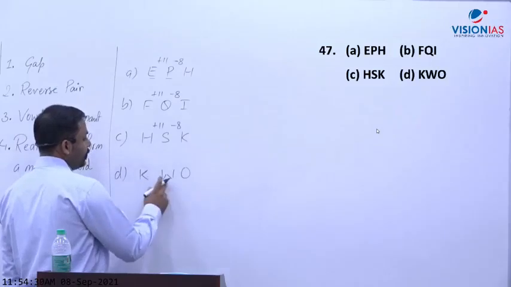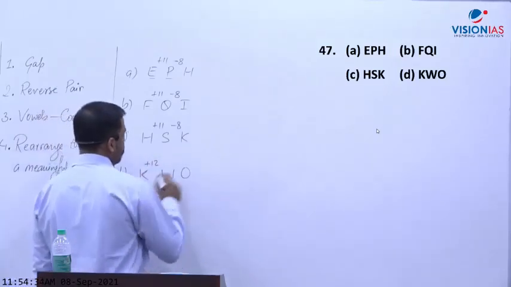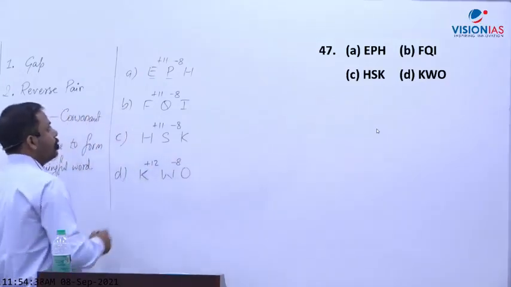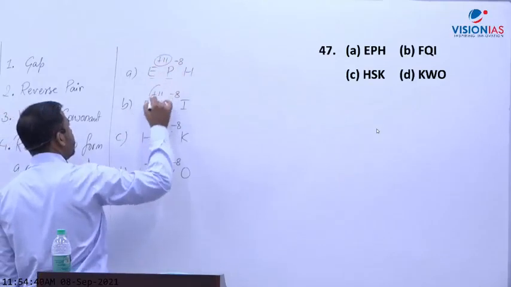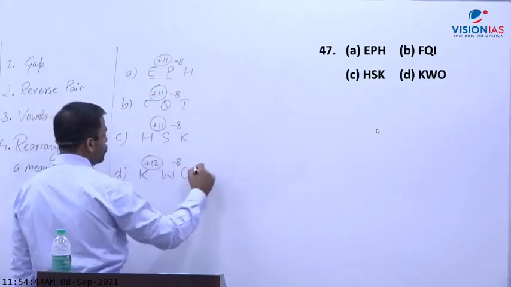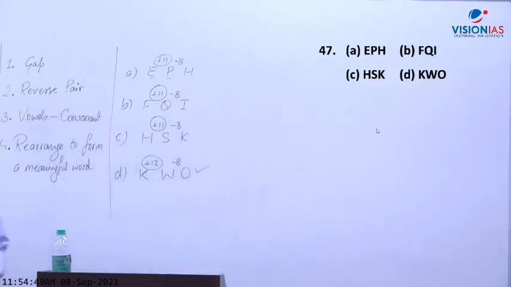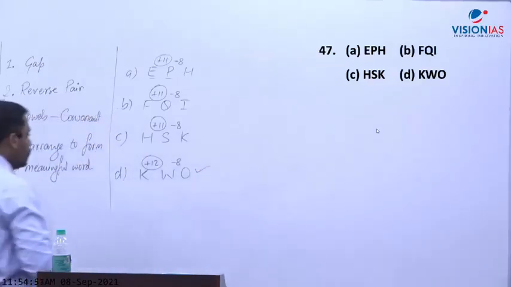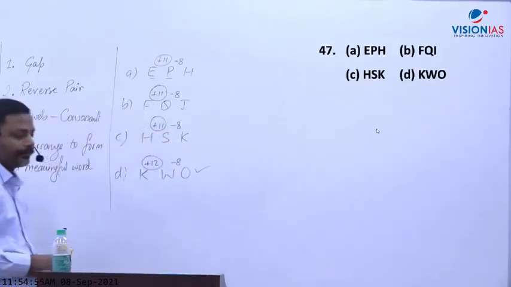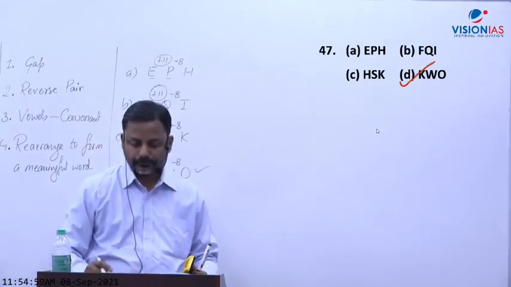But when you see over here, the difference between K and W is 12, and here W minus 8 is O. So between the first and second letter, in the rest of the options, there is a difference of 11, but in option D, the difference is 12. So that's why our answer is option D, KWO.